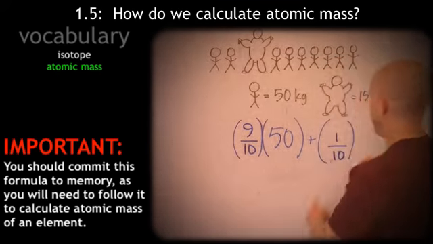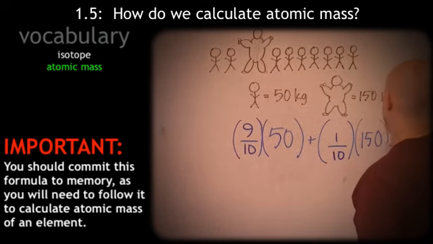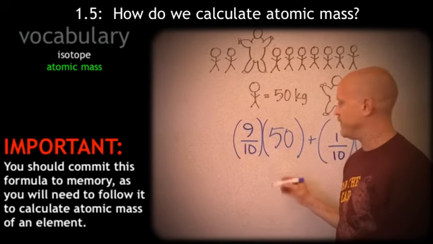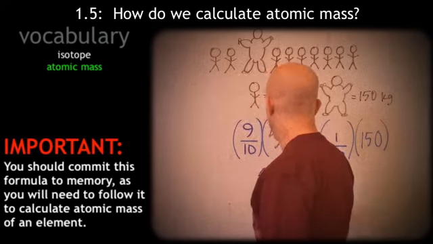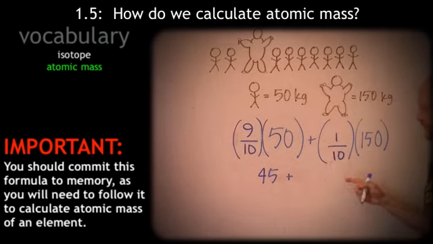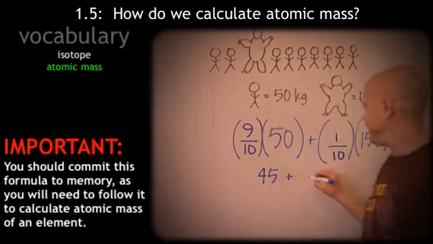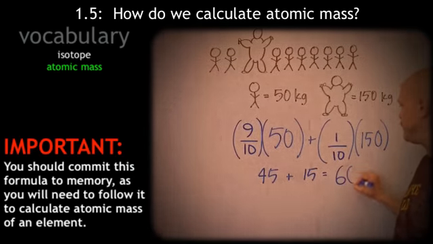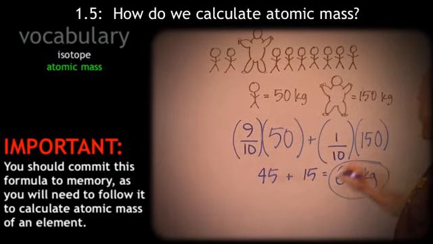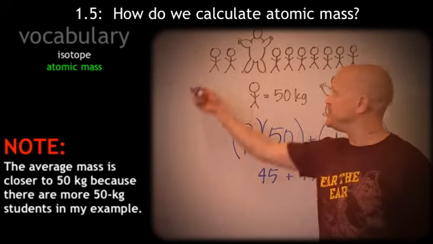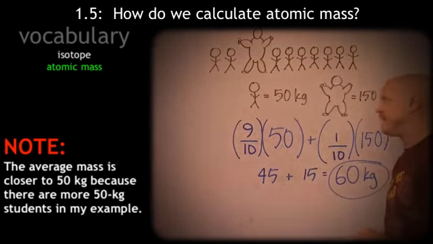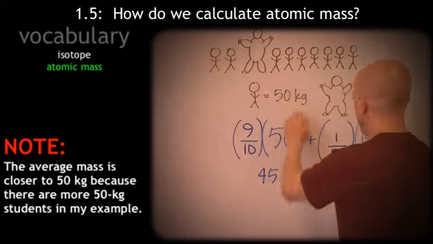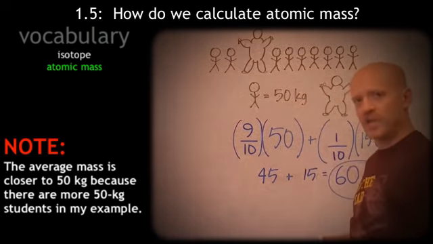Add it to percent times the mass. So 9 times 50 is 450 divided by 10. This is actually 45. Plus 1/10 of 150 is 15. So 45 plus 15 is equal to 60 kilograms. The average mass of a YCD JV football player is going to be 60 kilograms. If you notice, it was closer to 50, but this one large student brought the average up there.